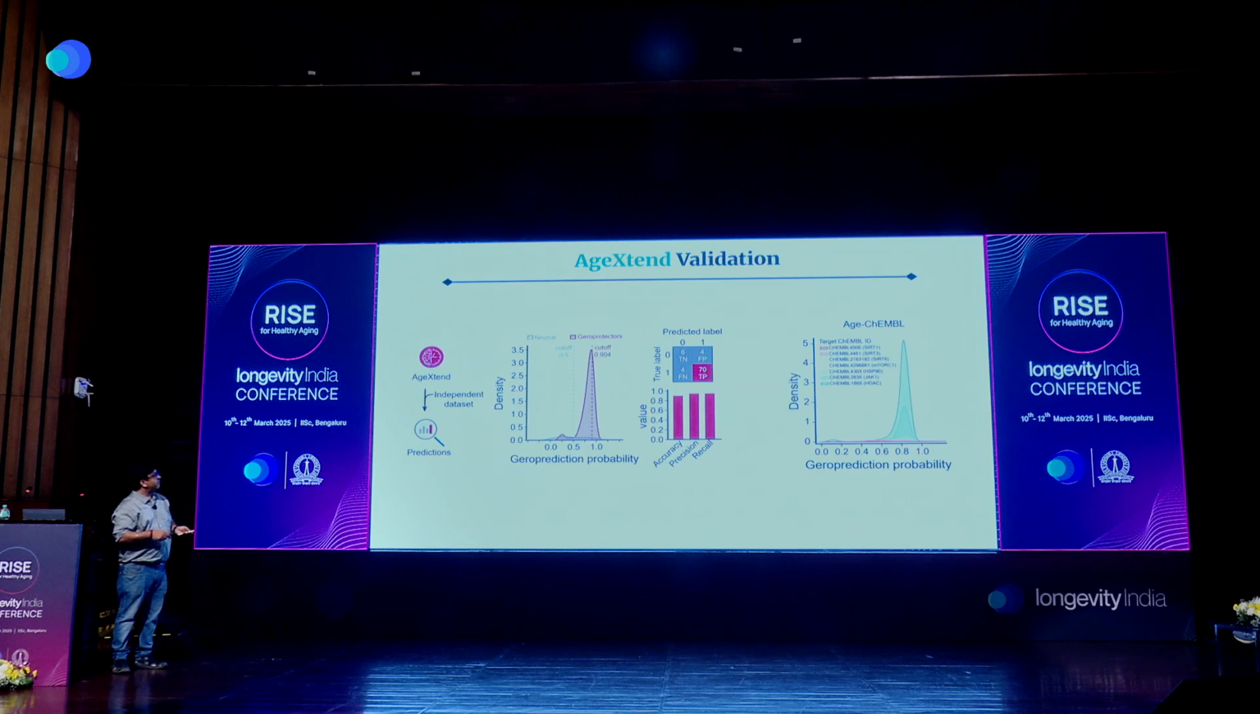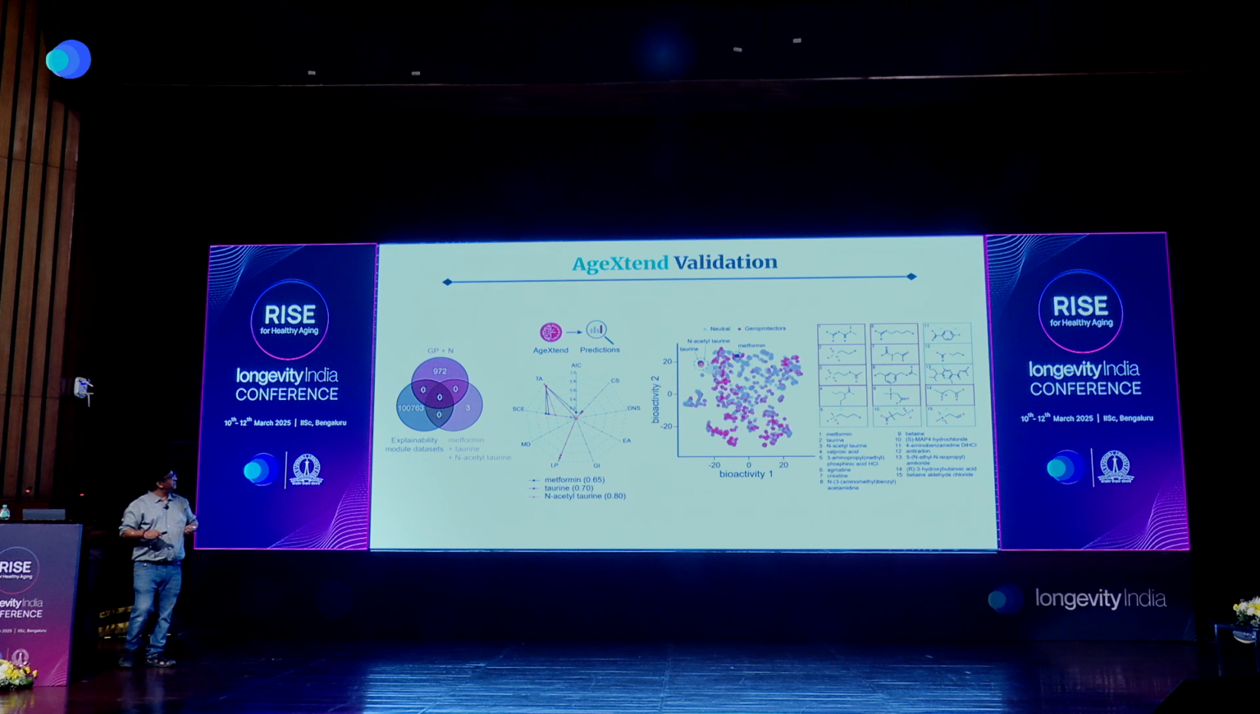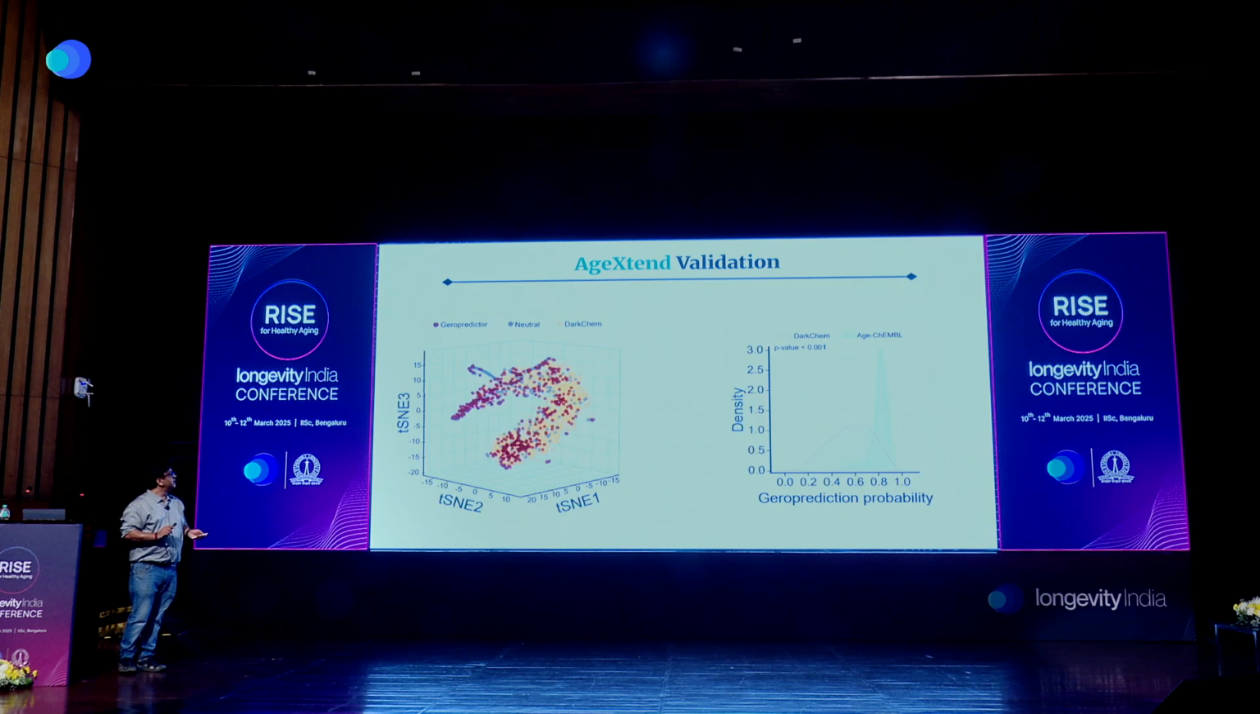Moving a little bit more forward, this is the other work from CHEMBL. We also predict very nicely the sirtuin targets, sirtuin 3 targets, and so on and so forth. Moving a little bit more forward, this is metformin, taurine, and acetyltaurine. We can predict them nicely as anti-aging molecules, which is a proof of concept. The model can predict novel molecules as well, which are not part of the training data.